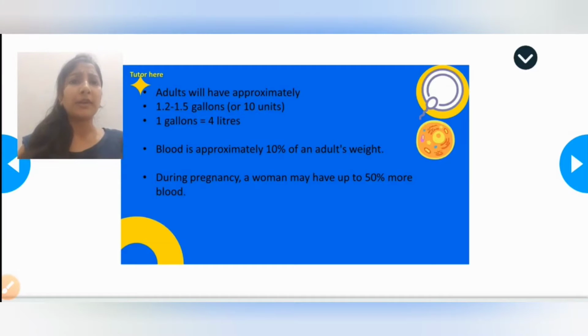Do you know that blood is approximately 10% of an adult's weight? That means if an adult has about 50 kgs of weight, then 5 kgs of weight is only blood. Isn't it interesting? During pregnancy, a woman may have up to 50% more blood. That means if a woman has about 4 liters of blood, then at the time of pregnancy, she might have about 6 liters of blood in her body.